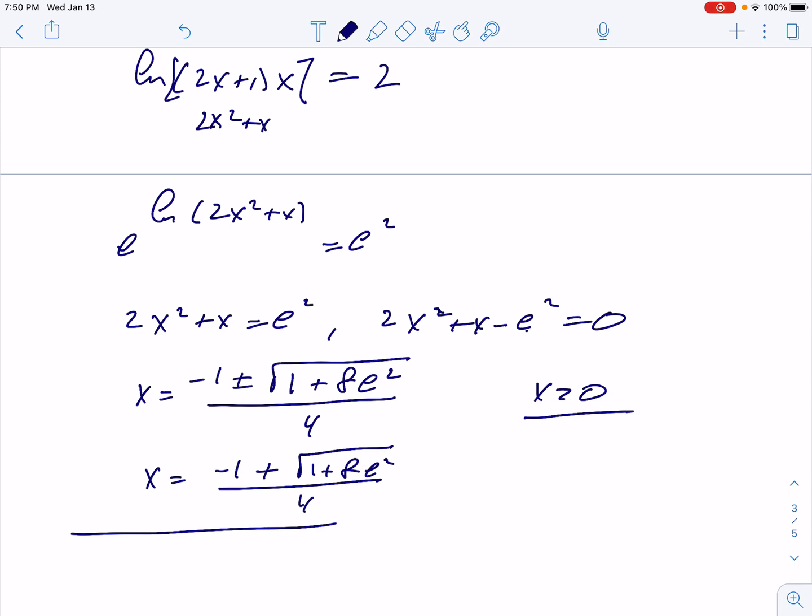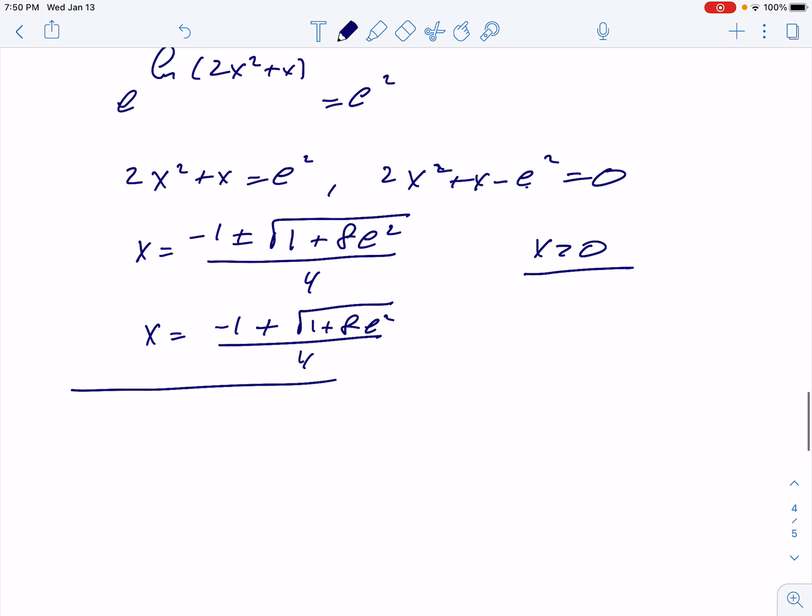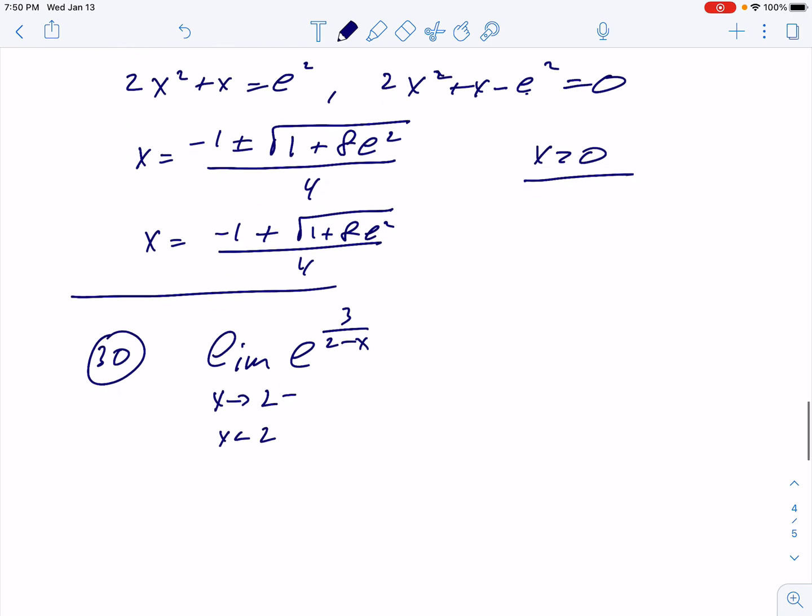Now let's do some limits involving the exponential function. I'm jumping to number 30, and here we have to compute this limit. Limit exponential 3 over 2 minus x when x approaches 2 with minus, which means from the left. x is less than 2. To compute this limit, we have to see what happens with 3 over 2 minus x.